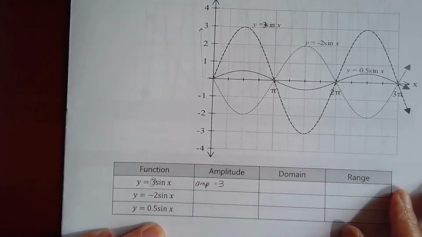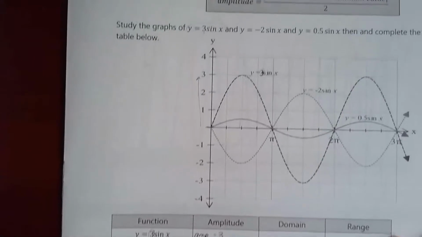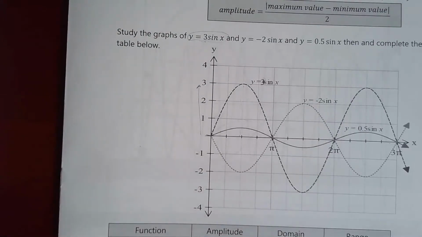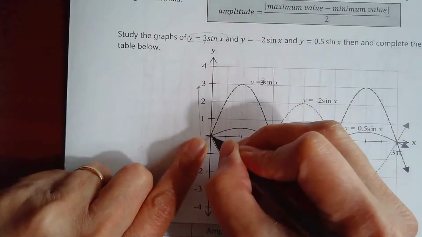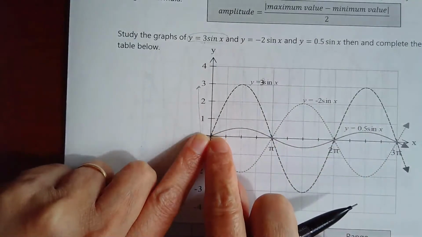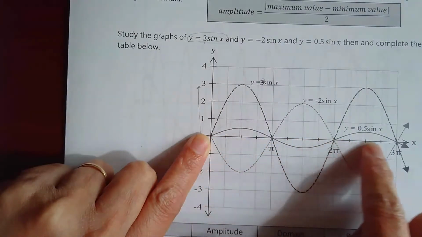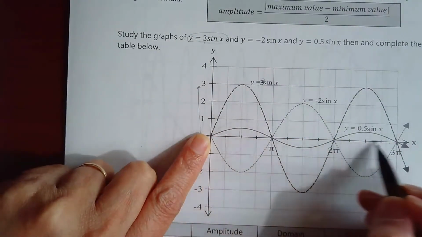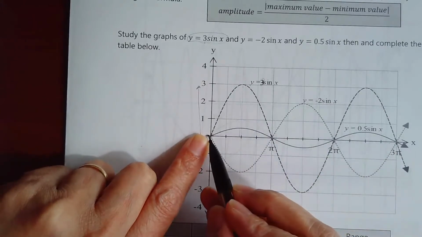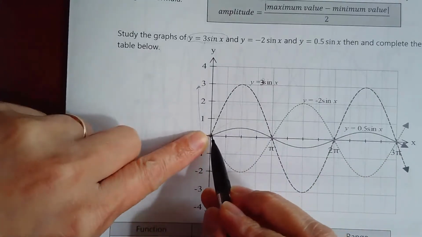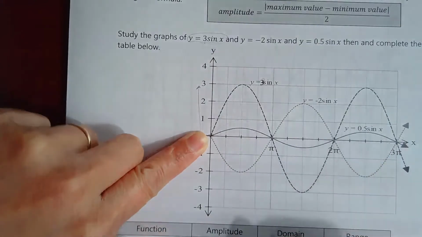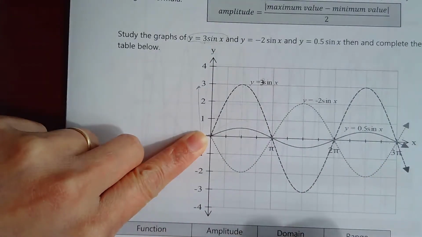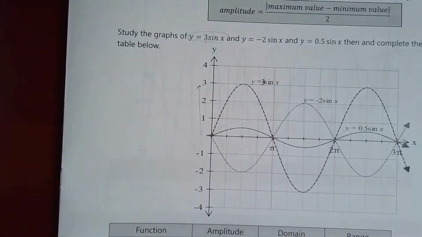Domain. Now in this particular case, the graph starts here at 0 and then the values for x keep going. So in this particular case, it's going to be from 0 to infinity, including 0 to infinity. They didn't say any specific domain for this one.